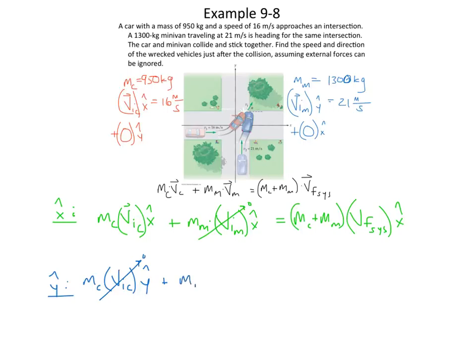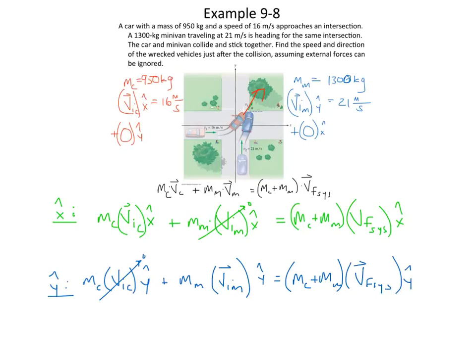Plus the mass of the minivan times the initial velocity of the minivan, which it definitely has an initial velocity, y hat, right there, equals mass of the car plus mass of the minivan, so it's the final mass of the system, times final velocity of the system, y hat, instead of x. Okay? I still don't think I left enough room for myself, but that's all right. We'll figure it out. So, we are solving for what? Well, we're solving for this final velocity of the whole system going up at some magnitude and at some angle.